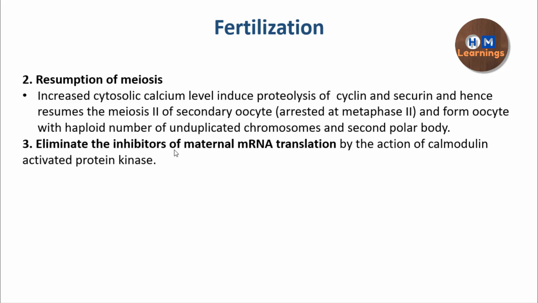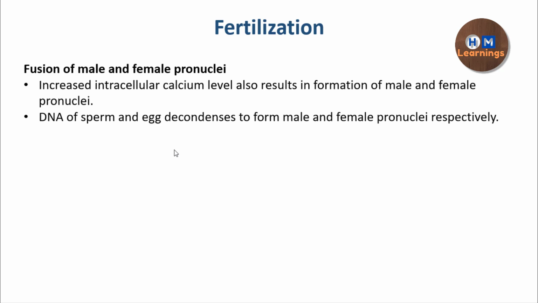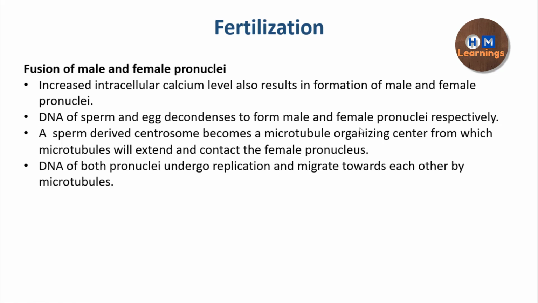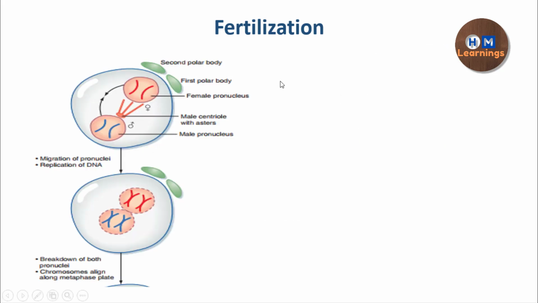Then the fourth thing, which is happening simultaneously, is the fusion of the male and the female pronuclei. So how does that happen? The DNA of the sperm and the egg: basically, in the sperm and the egg there are chromosomes present, and they are going to decondense to form the male and the female pronuclei. We will go to the diagram to understand it. Now you can see the sperm nucleus and the oocyte nucleus, inside the oocyte.